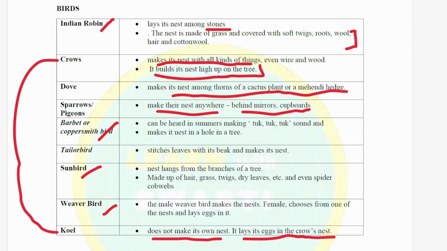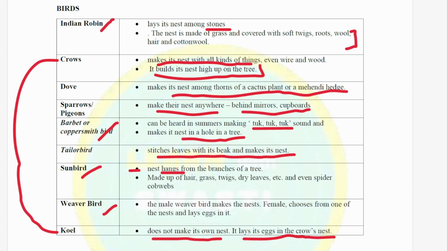The barbet or coppersmith bird is the same as a woodpecker, mainly makes tuk tuk tuk noise. It makes its nest in the hole of a tree and eats insects which are found in the trunk of a tree. The tailor bird is the one which stitches its leaves with its beak and makes its nest. The sunbird will have its nest hanging from the branches of a tree, and it is made up of hair, grass, twigs, dry leaves, etc. But this is the point which is asked, the one which is hanging.